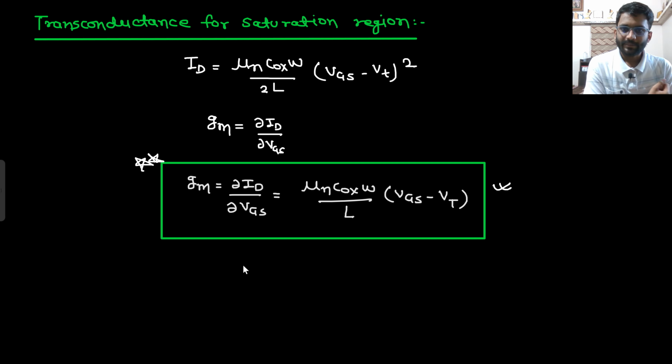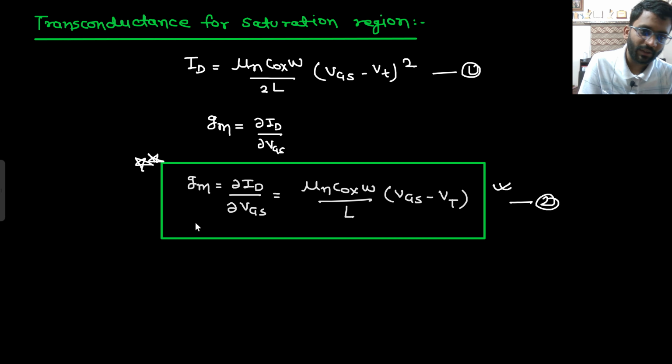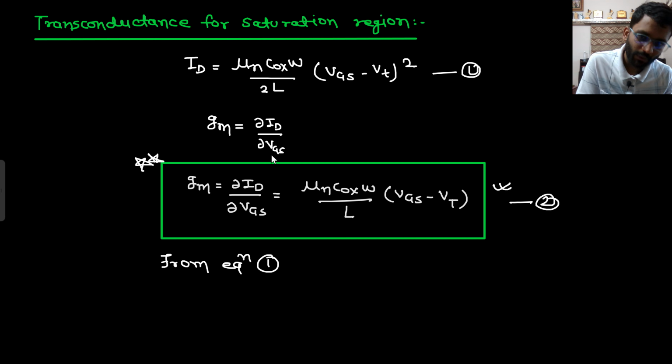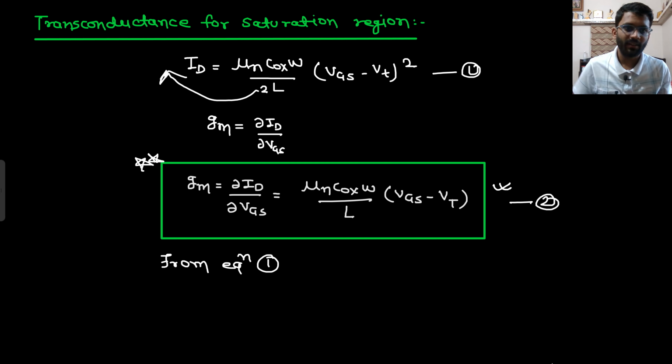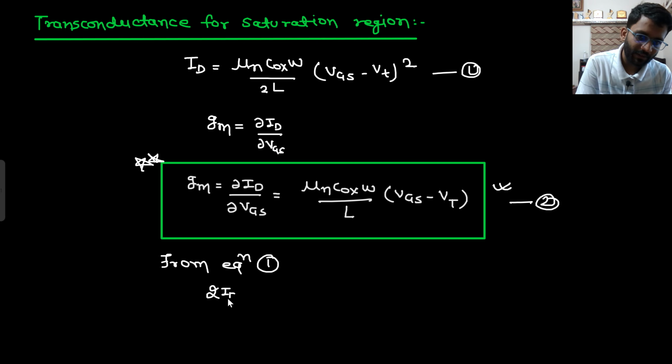So what you can see from equation 1, let's just call this equation 2. From equation 1, what if I do something like this? I will take this 2 here, and one of VGS minus VT downward. There are two VGS minus VT, no? VGS minus VT into VGS minus VT. So I will bring one more VGS minus VT downward. So 2ID divided by VGS minus VT.